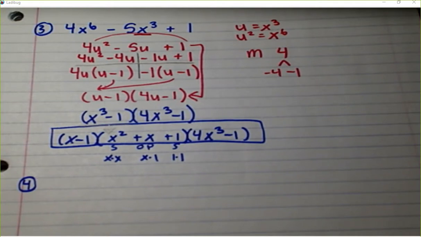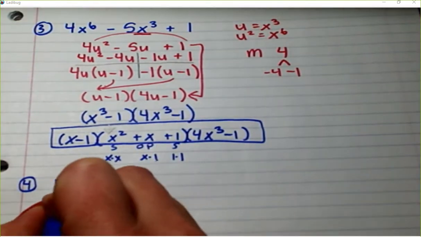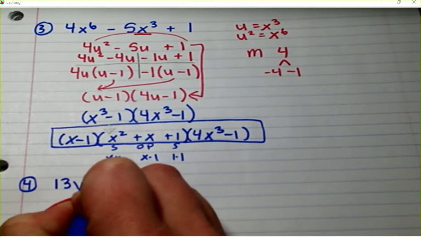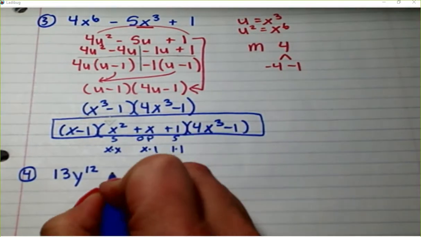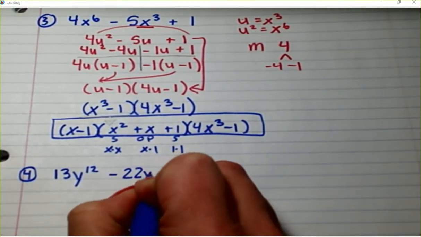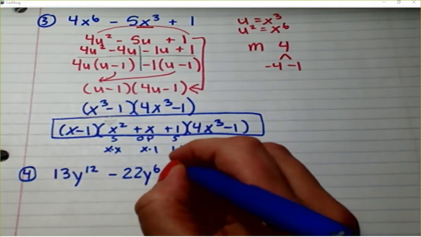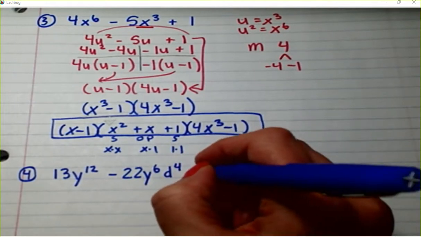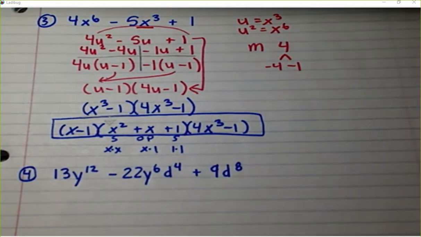Last one. This one is going to be big. Not more space, just big numbers. 13y to the 12th. You can do it. You can do it. I know you can. Minus 22y to the 6th d to the 4th plus 9d to the 8th. Like, lots of letters.